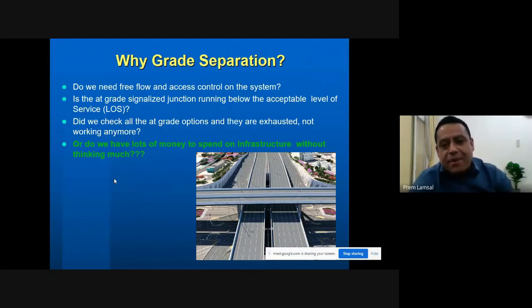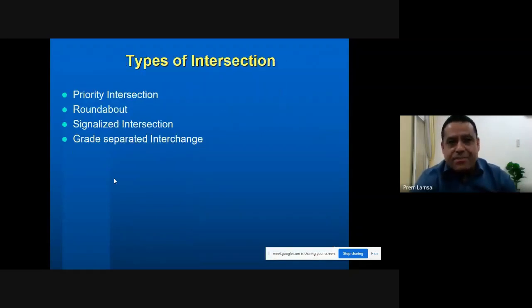People are talking about building flyovers. It's easy to say, but they are very expensive structures. We need a very big foundation. There will be a lot of structural engineering work, and they are very expensive. But are they really required? Are they really serving the purpose in the urban environment? This, I believe, we need to think about before going to grade separation.